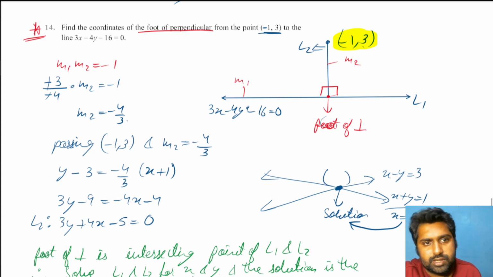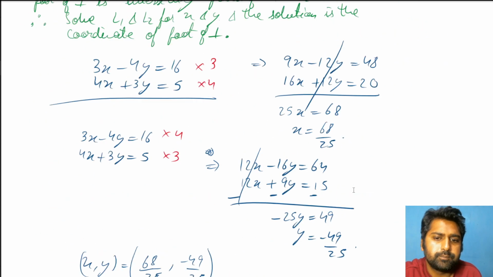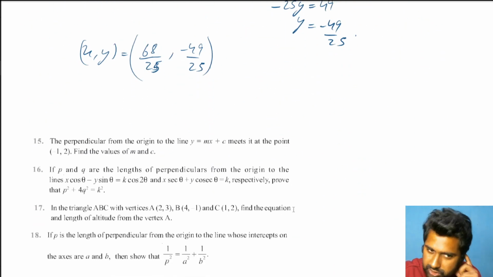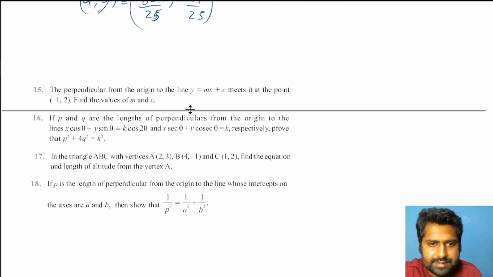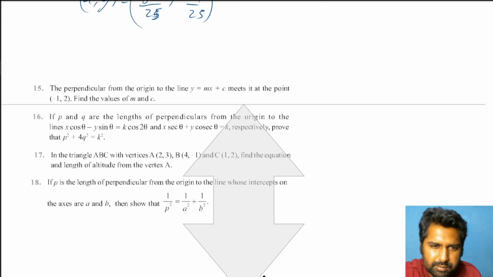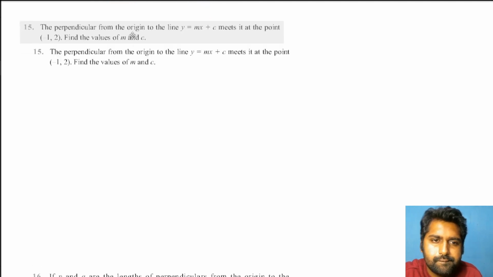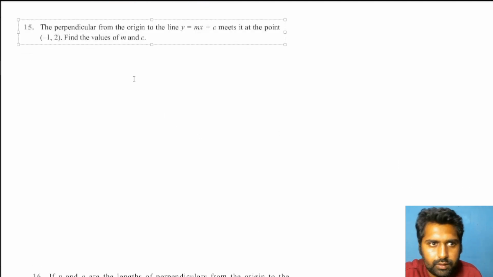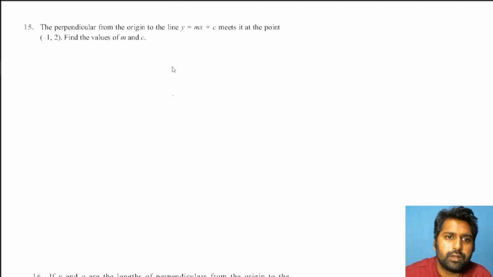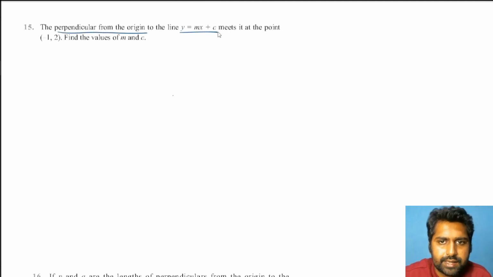All right, that's done. Few more questions. Question 4. Okay, let's see. Remaining, I think some part will be trigonometry. Okay, let's see. It's saying the perpendicular from the origin to this line meets at minus 1 comma 2. Find m and c.